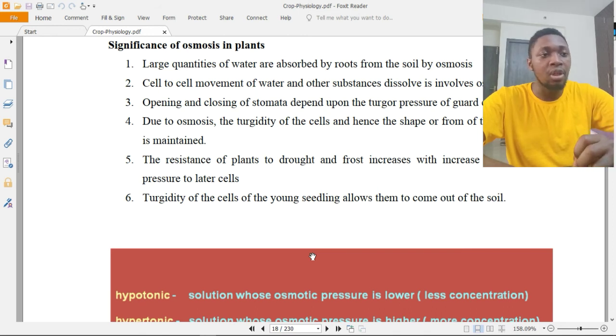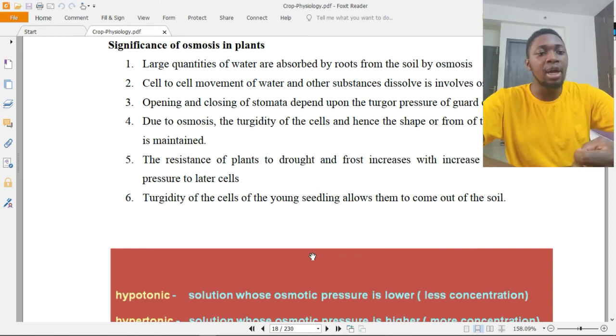involves osmosis. Opening and closing of stomata depend upon the turgor pressure of guard cells. Due to osmosis, the turgidity of the cells and hence the shape or form of the organs is maintained. The resistance of plants to drought and frost increases with increase in osmotic pressure of cell sap. In order for plants to resist frost and drought, they need osmotic pressure.